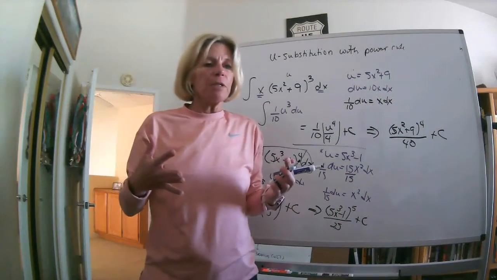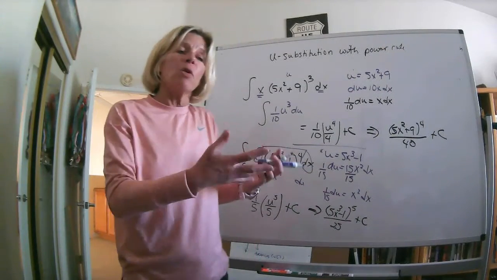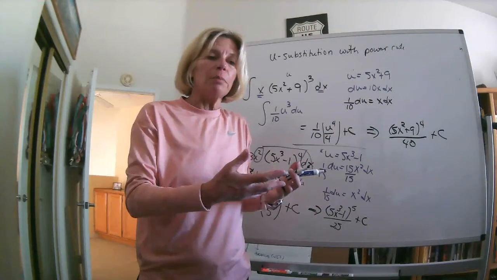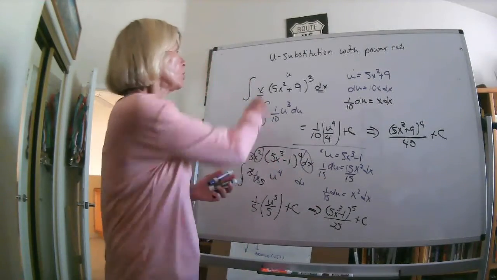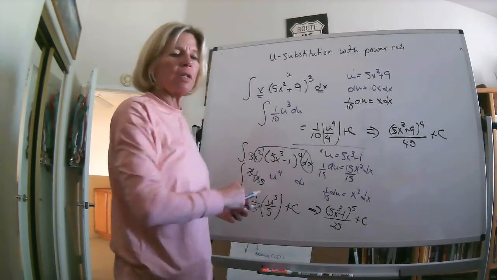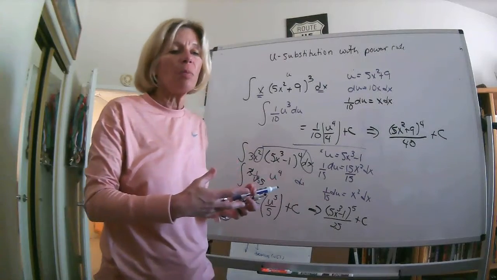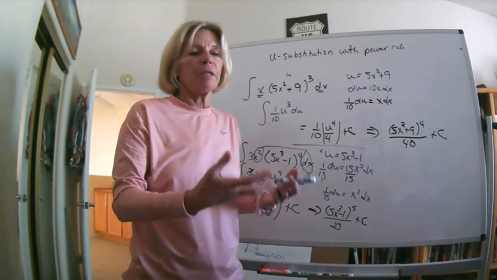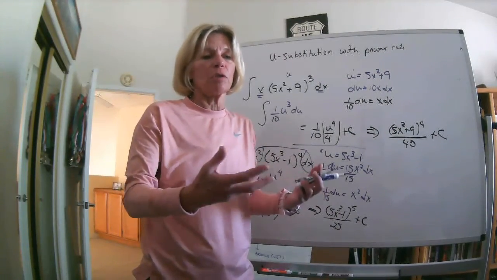Anytime I've got a composition of functions, I'm going to do a U-substitution because we're not undoing the product rule. This extra x or x squared out in front is to help us accommodate the U-substitution or the chain rule.